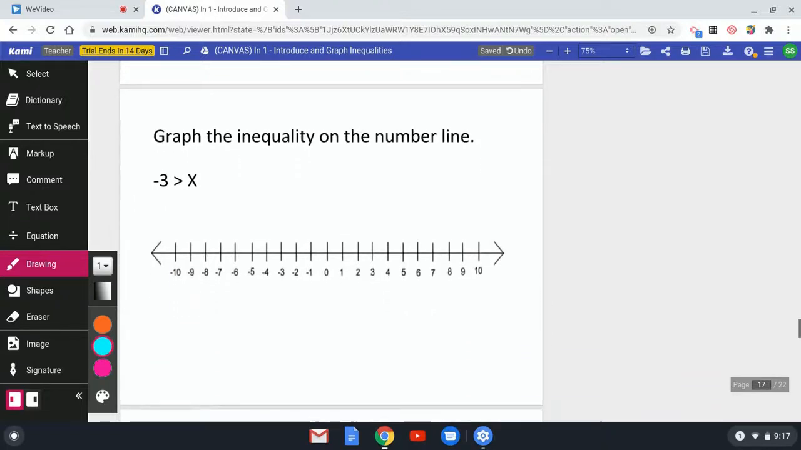Go ahead and pause and try this one. All right, we should put our circle on -3. And when we read this, we read it from the variable. X is less than -3. So we have less than, so our arrow should be going to the left here.